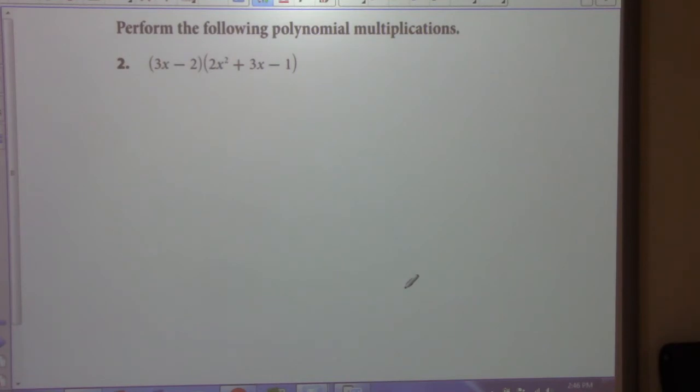You still have to, if it has x squared, you can't add the 3x to the x squared. You have to add it to the other 3x, or multiply it to the... yeah, you gotta do it. I'm gonna use the box method up here, but whatever way you do it, it's fine.